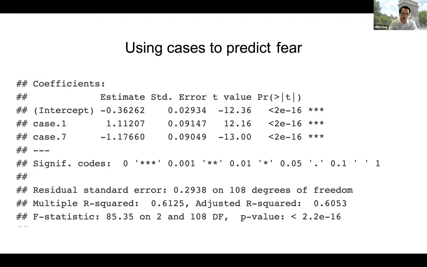Ideally, from our theory, the cases would cause fear. If cases rise, then fear will rise, because we are afraid of these new cases. So the case.1 coefficient, which is positive, would be more aligned with our intuition about this relationship, but we also see a negative case coefficient. There are different reasons to explain this.